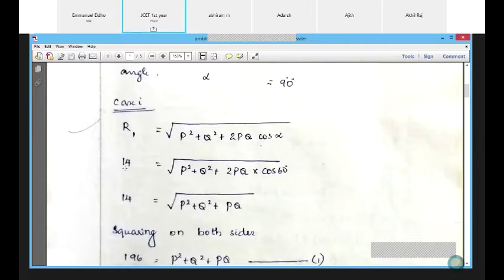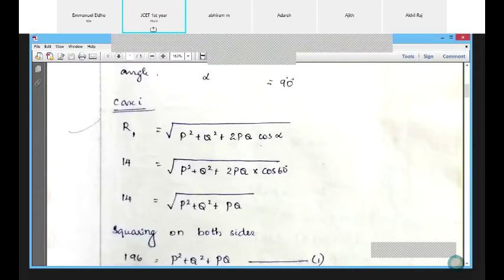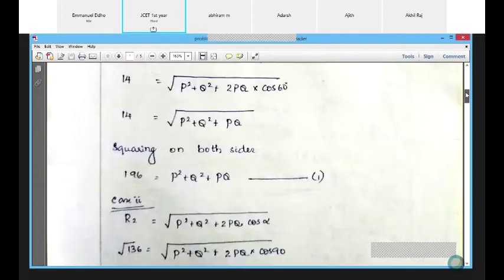Now you can consider case 1. Here the resultant is given as 14 Newton when alpha is 60 degrees. So that value you can substitute here. By solving this equation, it will become 14 is equal to square root of P square plus Q square plus PQ. How does it come like this? Look, cos 60 was what? It is 1 by 2.